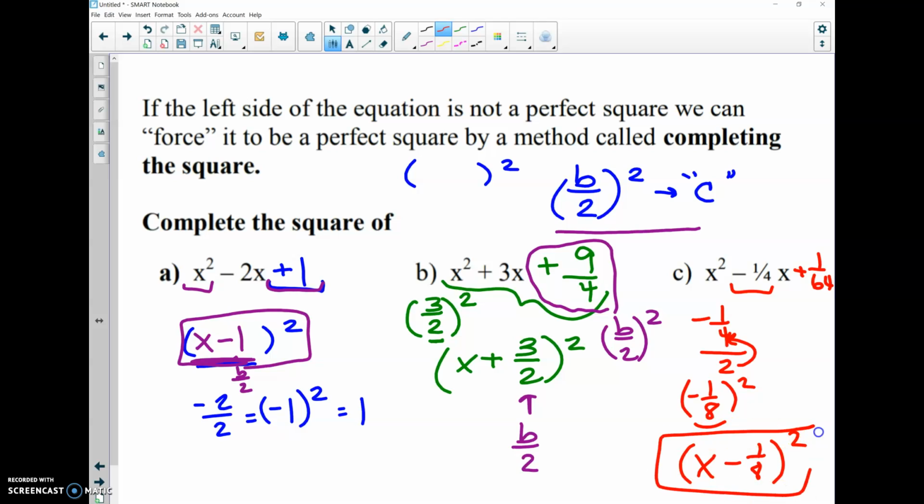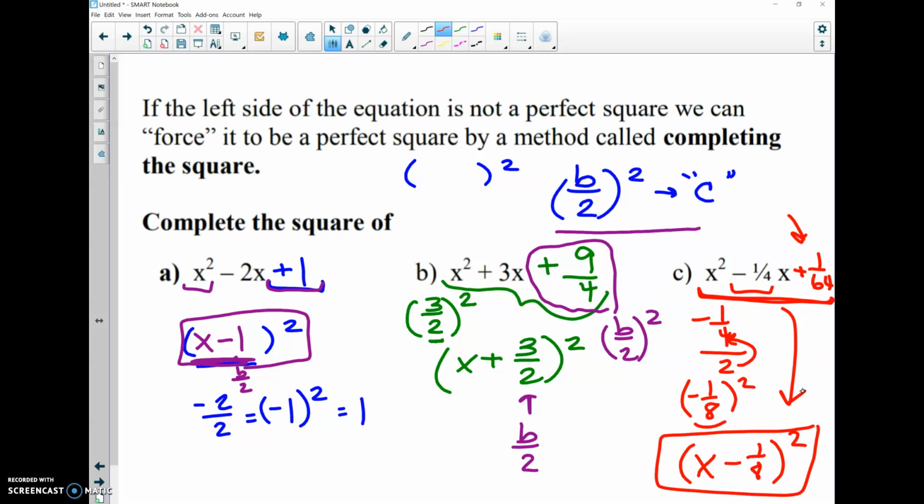This would be your binomial squared, your perfect square, and this here is what you were adding. The process of finding what c is to get your expression to be a perfect square trinomial is the process called completing the square.